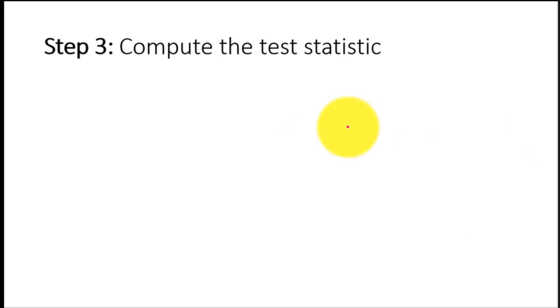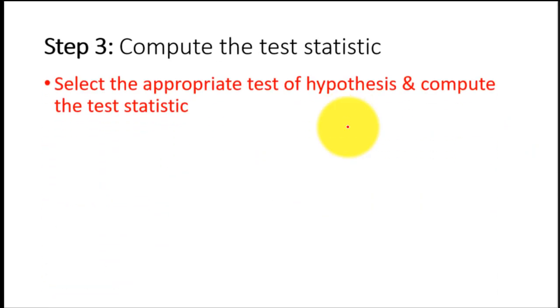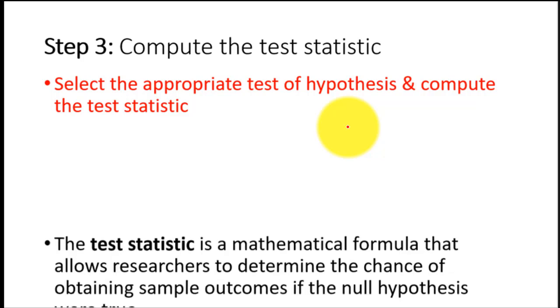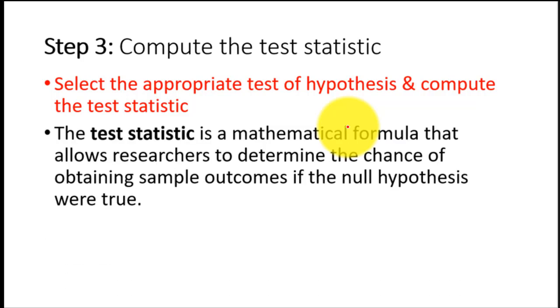Third step is computation of test statistics. In order to compute the test statistics, we have to choose an appropriate test of the hypothesis. Selection of the appropriate test of hypothesis depends upon the nature of relationship or difference or association conjectured in the null hypothesis and the type of variables used to measure the same. After selecting the test of hypothesis, now compute the test statistics for the test.